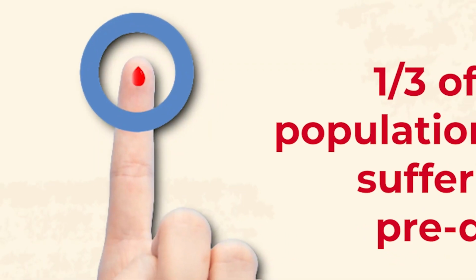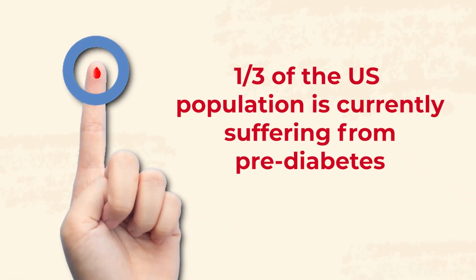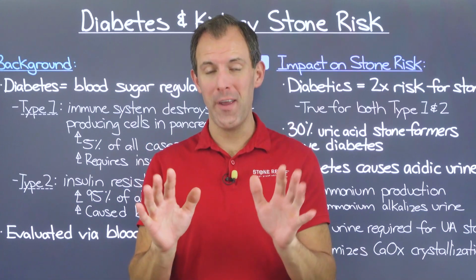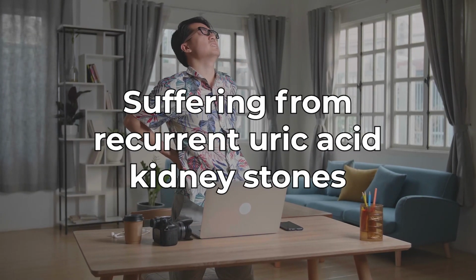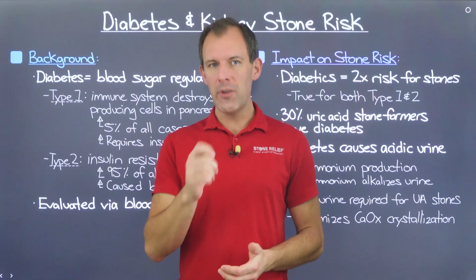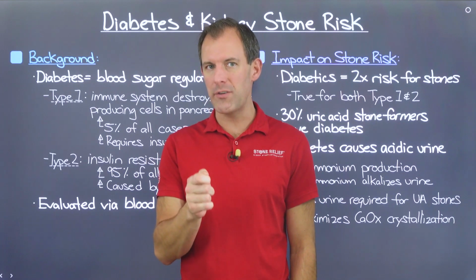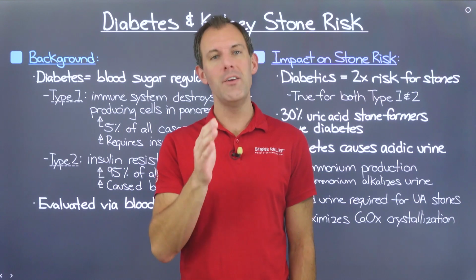Did you know that 1/3 of the US population is currently suffering from prediabetes? If this figure doesn't shock you, it should, especially if you've been suffering from recurrent uric acid kidney stones. If you'd like to better understand how prediabetes and diabetes may be contributing to your uric acid kidney stone formation, you're going to want to check out this video.